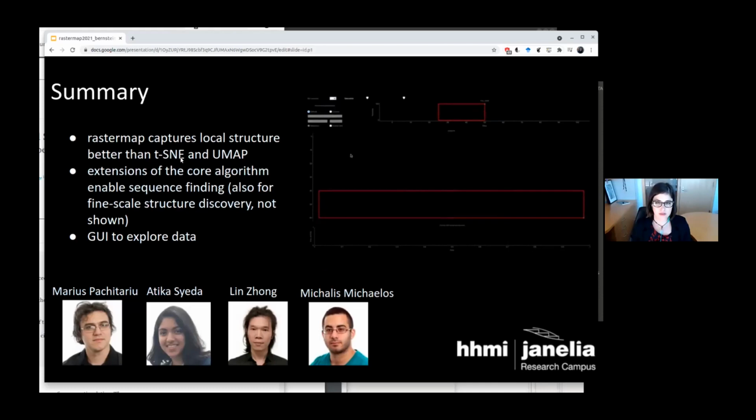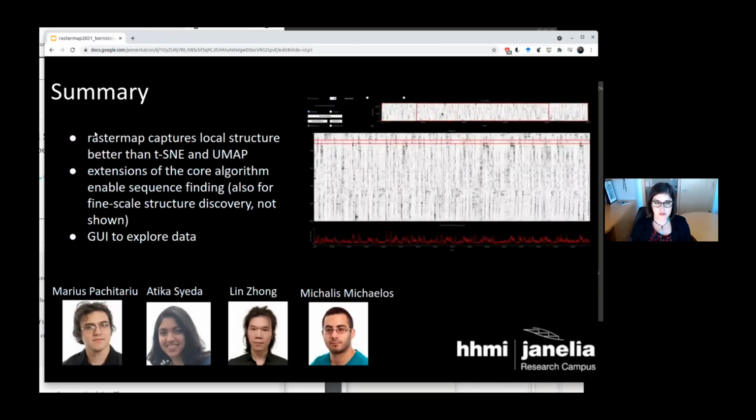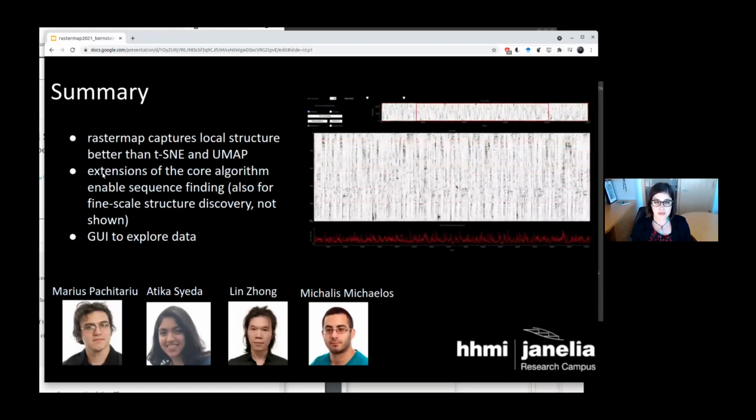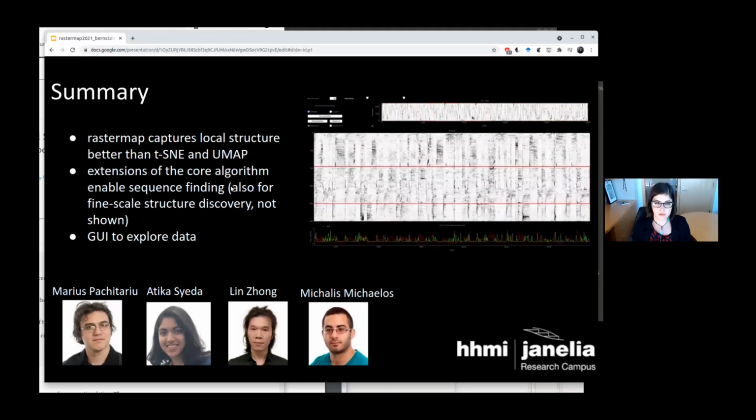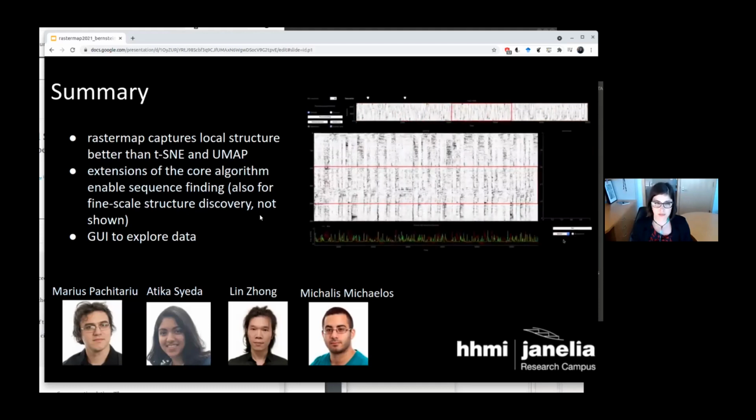Okay, and so in summary, we found Rastermap captures local structure better than t-SNE and UMAP. We have some extensions of the core algorithm for finding sequences and dynamics. There's also one for exploring fine-scale structure discovery. I didn't show that in my talk today. And we also have a GUI to explore the data.